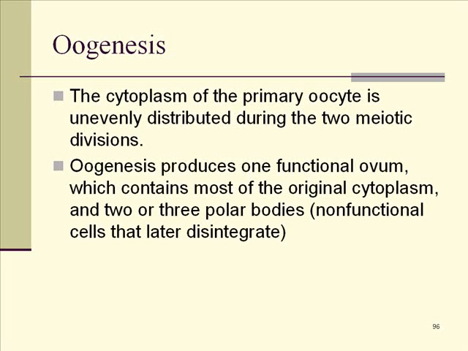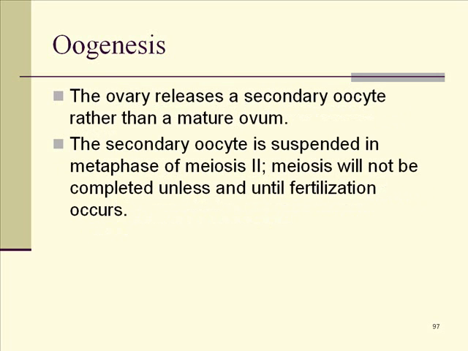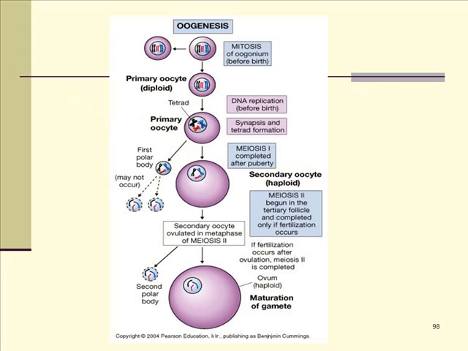Oogenesis produces a functional ovum, or an egg. This is the one that can potentially be fertilized, which contains most of the original cytoplasm, and 2 or 3 polar bodies, which are basically non-functional cells that will later degenerate as well. The ovary then releases a secondary oocyte rather than a mature ovum. The secondary oocyte is suspended in metaphase of meiosis 2. Meiosis will not be completed unless fertilization occurs in this process.